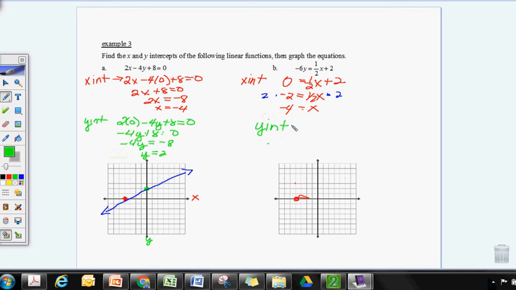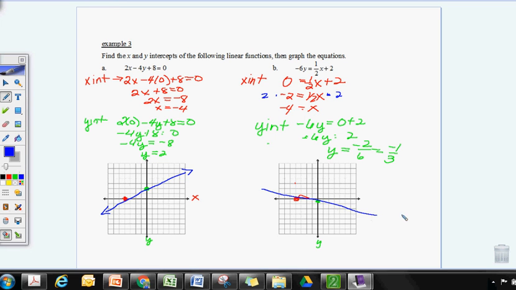Anyway, y-intercept. So I have negative 6y equals 0 plus 2. Negative 6y equals 2. Y would equal negative 2/6, which is negative 1/3. On my y-axis, negative 1/3 is somewhere in between there. So grab your straight edge.